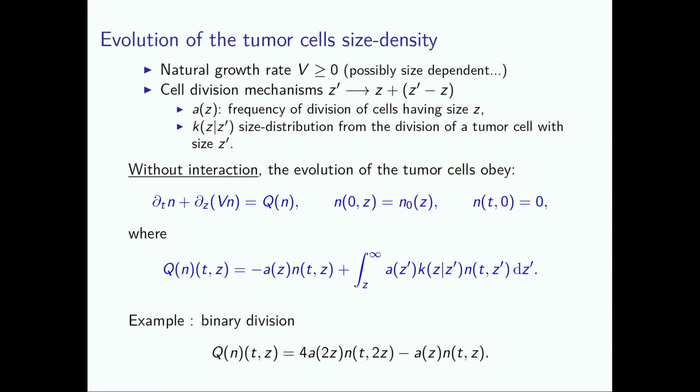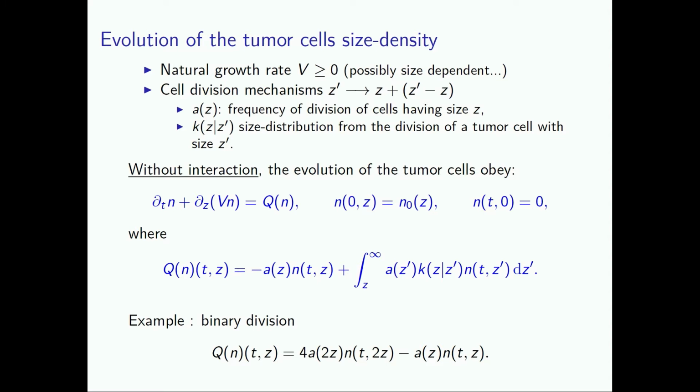Then there is also a cell division mechanism. You just cut a cell with size z into two pieces, a cell with size z prime and a cell with size z minus z prime. Sorry, I inverted this with respect to my slide. The cell division mechanism is described by two quantities. A division rate, which is A, that can depend on the size. For instance, you can imagine that when you are looking at very small cells, they cannot divide. So maybe this quantity A of z is 0 when z is small. And then you have a kernel that tells you how you distribute the cells when you cut the cells into two pieces, how you distribute the two pieces.